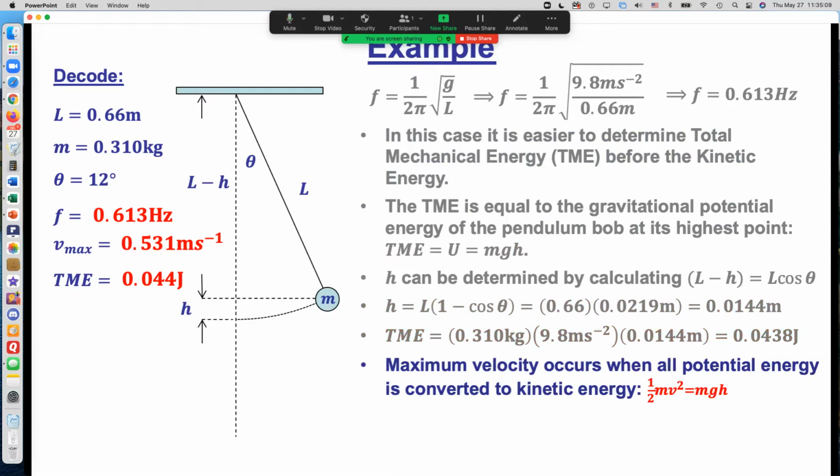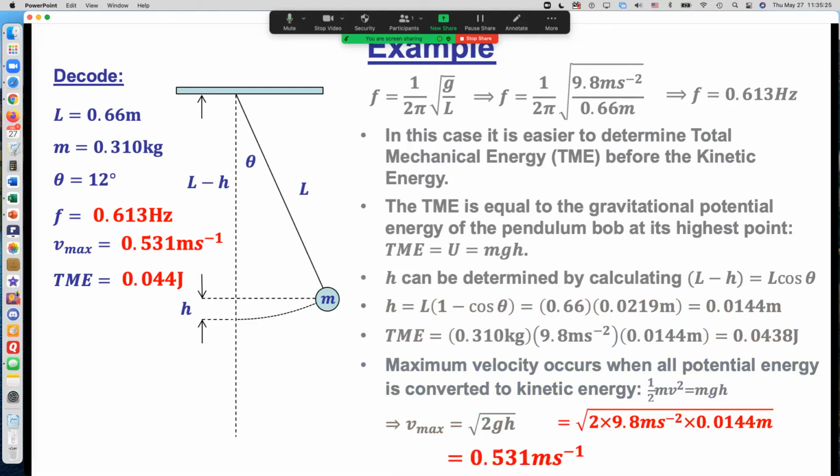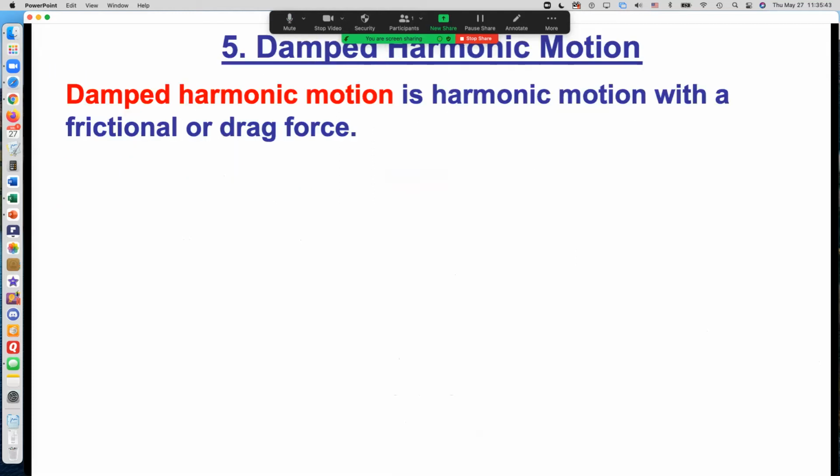Maximum velocity occurs when all the potential energy is converted to kinetic energy. 1/2 mv squared equals mgh. v max is the square root of 2gh, or 0.531 meters per second. Any questions on that? No? Okay.